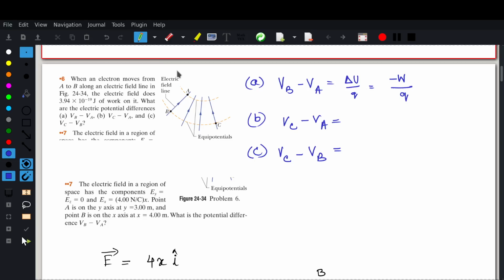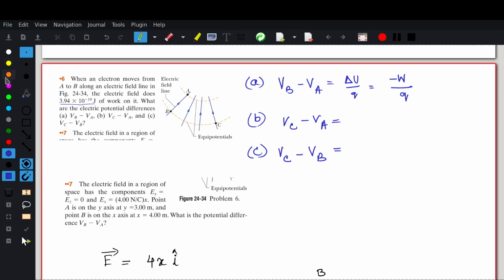So yeah, first of all, let's look at this problem. When an electron moves along the electric field line from A to B, the electric field does some amount of work. What are the electric potential differences VB minus VA, VC minus VA, and VC minus VB?